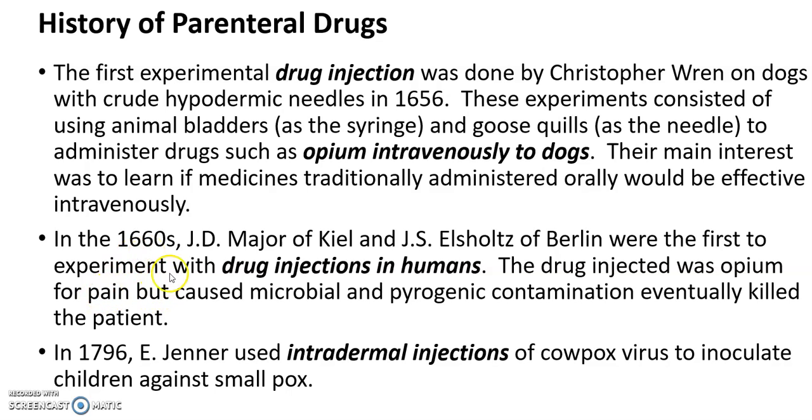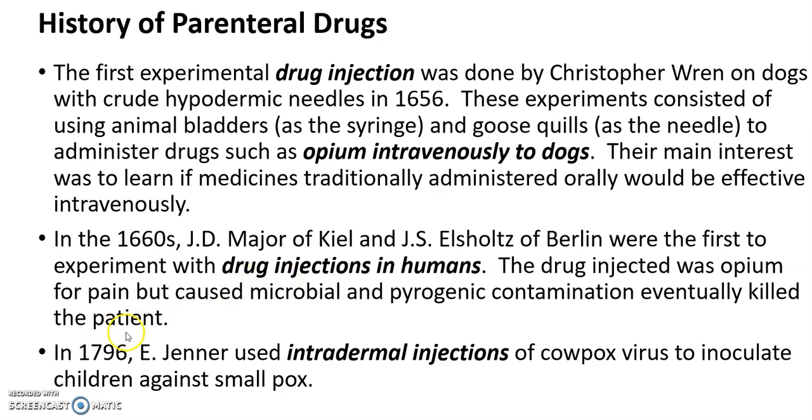After that, they tested it in 1660 on a human patient to minimize pain. Of course, they tried to inject the same opium into a patient, but unfortunately the condition was not good, so that patient ended up dying because of infections, microbial infection and pyrogenic infection. We'll talk about what pyrogens are. The patient died instead of getting some help through the painkiller, the opioid. However, the experiments continued.